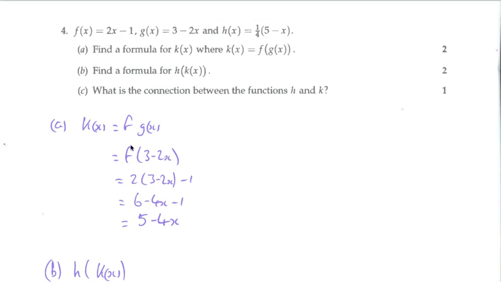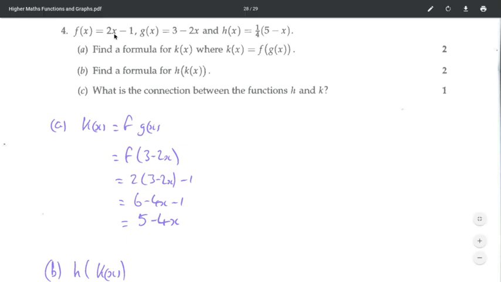Next step, remember, whatever's in this bracket, we're going to substitute in for x in f of x. So 2x minus 1 becomes 2 times whatever's in that bracket, 2 times 3 minus 2x, minus 1. Expand the bracket, minus 1, so we end up with 5 minus 4x.